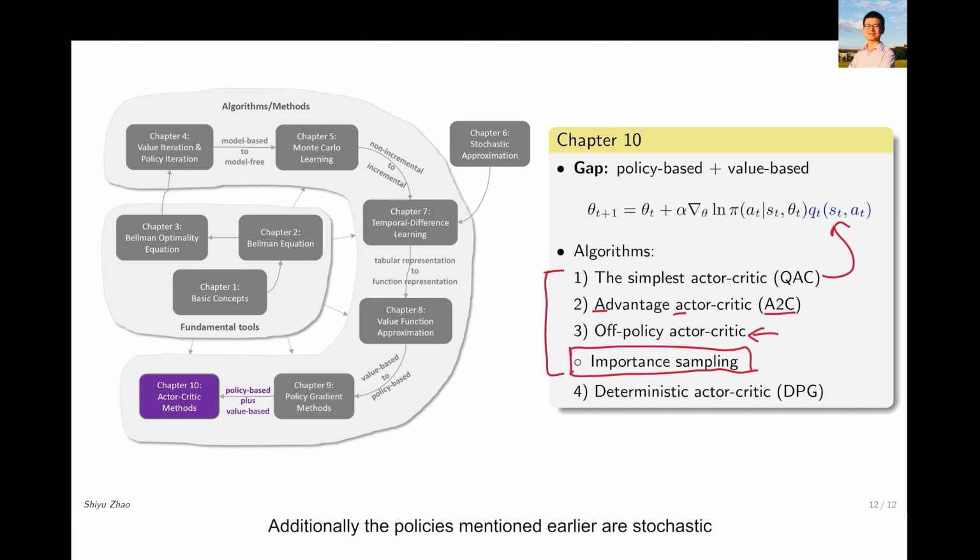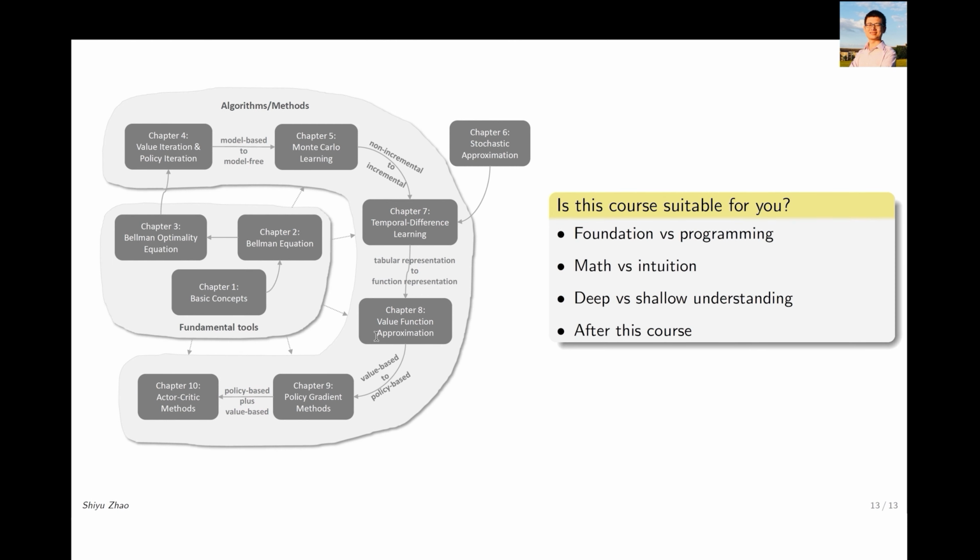Additionally, the policies mentioned earlier are stochastic, meaning there is a probability of selecting any action in every state. By contrast, deterministic policies can also be utilized, leading to the introduction of deterministic actor-critic methods.